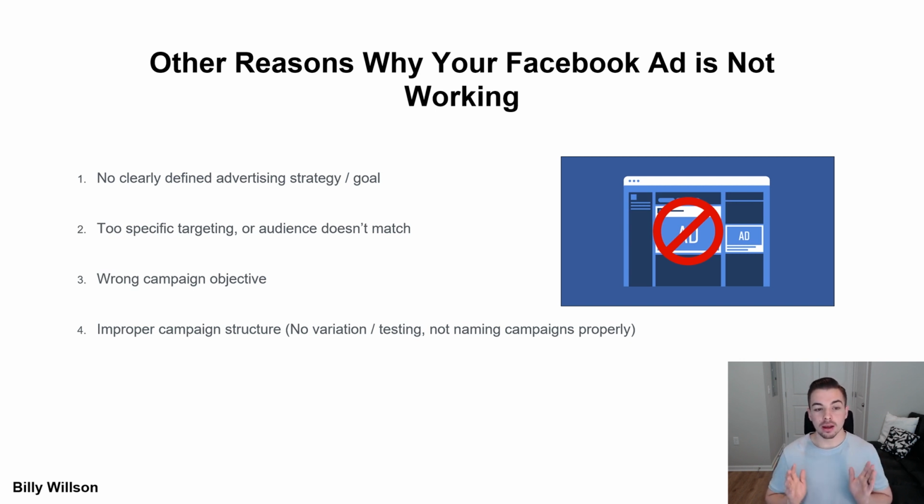And another one is improper campaign structure. This is if you're giving Facebook one audience and one ad to test from, and you're not giving it any variation. You're setting yourself up to fail if you're only giving it one targeting option and one ad, because if that doesn't work, you're pretty much done. So I would recommend giving it at least 3 targeting options and 3 different ad variations or completely different ads, so that you have a lot more chances of success, rather than just hoping that one specific thing is going to work.